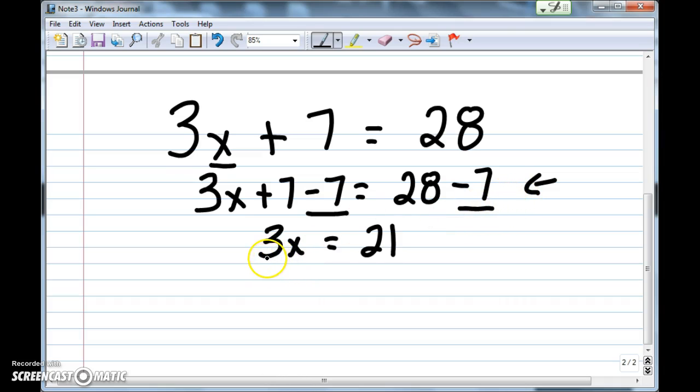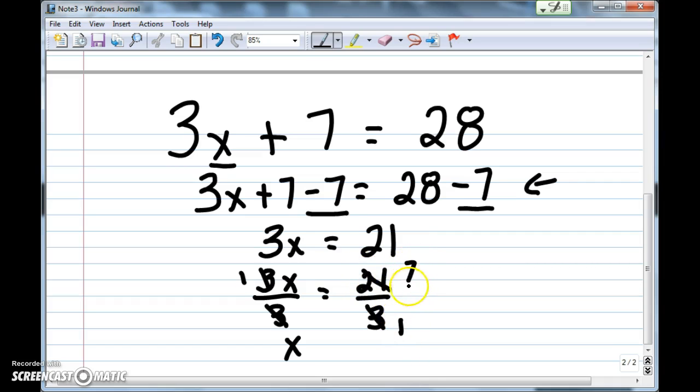The next step is we have 3x. 3x means 3 times x. The inverse of multiplying is dividing. So we're going to divide both sides by 3. It's multiplied by 3. We want to divide by 3, which means we want to maintain equality. So we're going to divide both sides by 3. When we divide 3 by 3, 3 over 3 is equal to 1. So we now have 1 times x, which leaves us with x. And 3 will divide into 21 7 times. So that tells us that x = 7 over 1, which is 7.